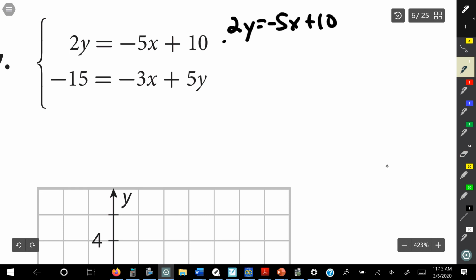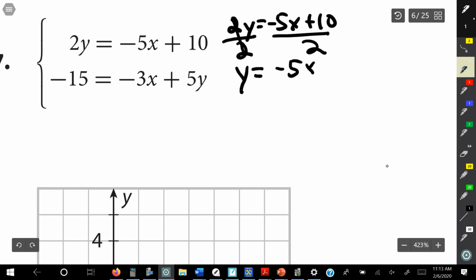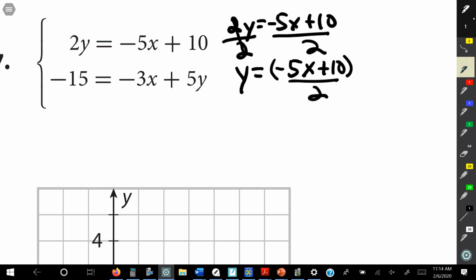All right, now I'm going to divide by 2. And when I divide by 2, it's going to be slightly different than what I've done on previous problems, where I divide the whole thing with this line and put just 1, 2 under it. Once I do that, it's going to cancel out the y's, and it's going to leave me with y is equal to negative 5x plus 10 divided by 2. And what I'm going to do is put this numerator in parentheses.